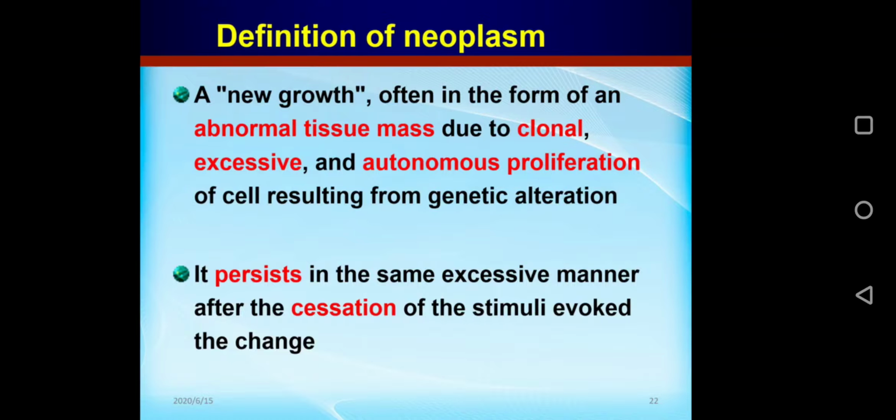Now let's learn the definition of neoplasm. You need to master this definition. Neoplasm means a new growth, often in the form of an abnormal tissue mass due to clonal, excessive, and autonomous proliferation of cells resulting from genetic alteration. A new growth usually shows a tissue mass. The growth is uncontrolled. It persists in the same excessive manner, even after the cessation of the stimuli that evoked the change.